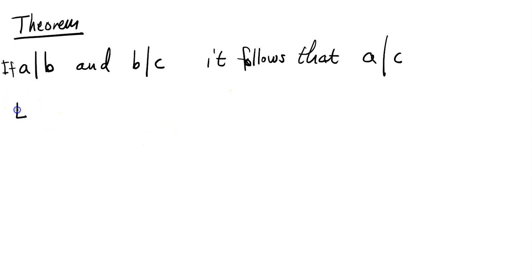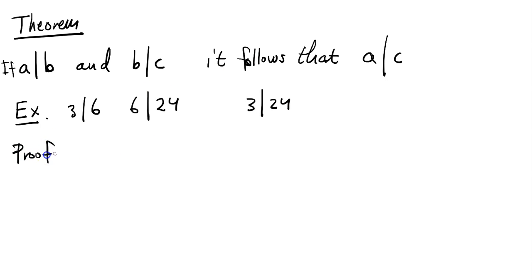Before we prove it, let's take an example. We have that 3 divides 6, for example, and we have that 6 divides 24. So 3 divides 6, and 6 in its turn divides 24. Then it follows from this theorem that 3 must divide 24. And that's true. So that's a true instance of this theorem. So let's give a proof of the theorem.